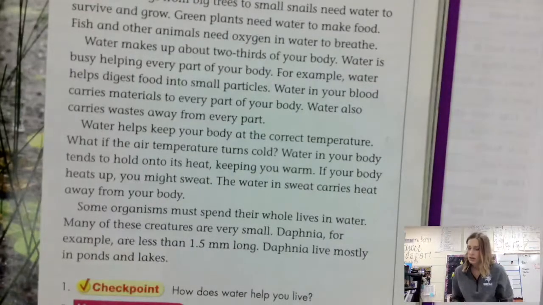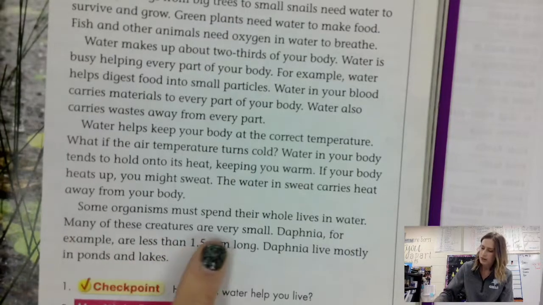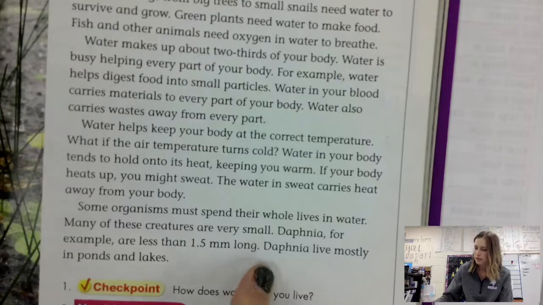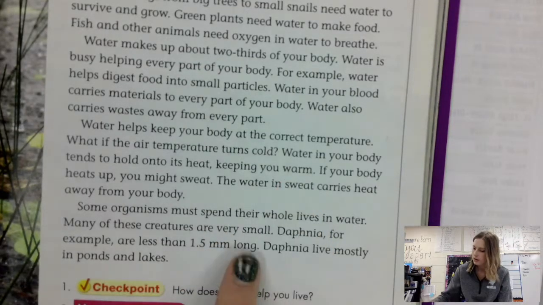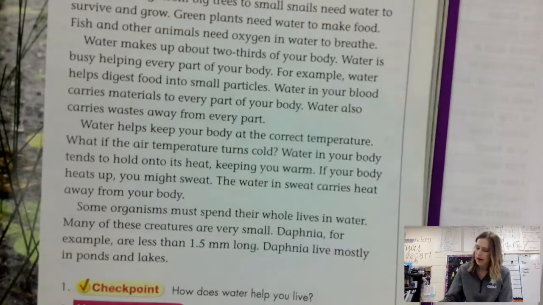3, how does water help farmers? Some organisms must spend their whole lives in water. Many of these creatures are very small. Daphnia, for example, are less than 1.5 millimeters long. That would be about that big. Daphnia live mostly in ponds and lakes.